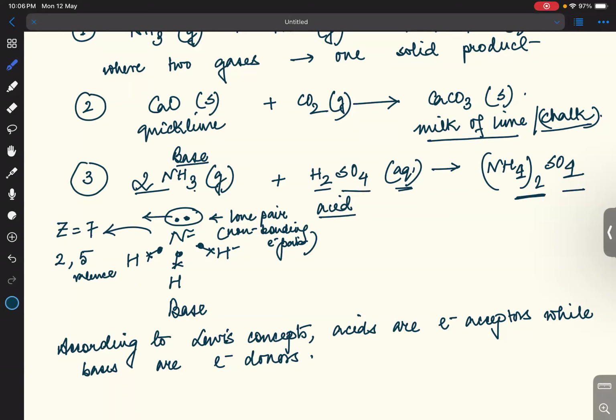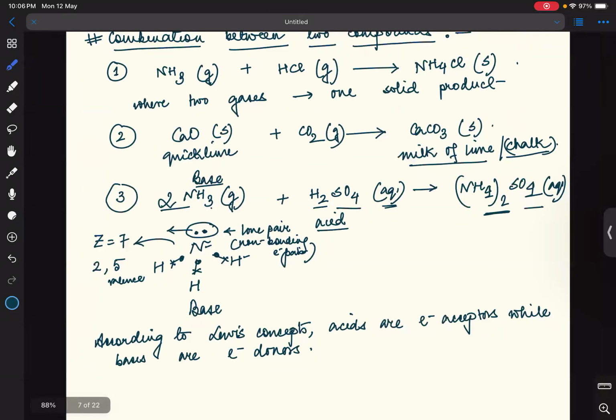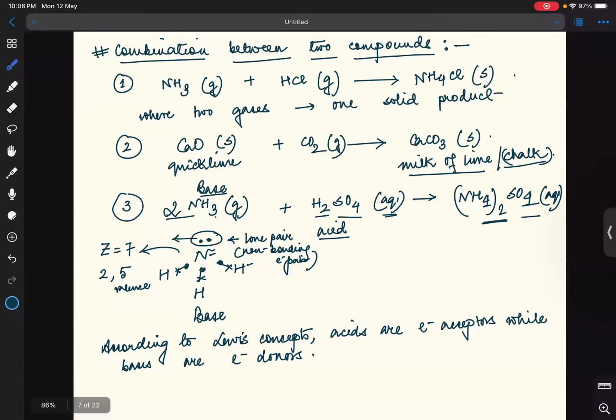So ammonium sulfate is formed, remember, in the aqueous state, because when you are passing ammonia through an aqueous solution of H2SO4, ammonia reacts with H2SO4 to give you ammonium sulfate salt within that aqueous solution. Is that clear, students? Please tell me. Have you all understood combination between 2 compounds?